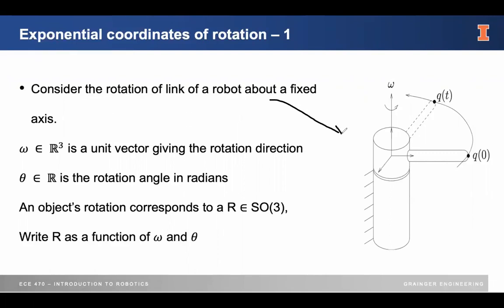shown in this figure. Let omega belonging to real space of dimension 3 be a unit vector which specifies the direction of rotation, and theta belonging to real space be the angle of rotation in radians. Since every rotation of the object corresponds to some rotation matrix belonging to capital SO3, we would like to write R as a function of omega and theta.